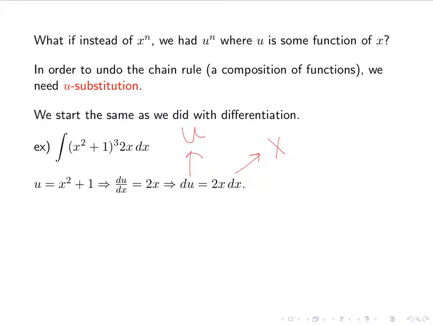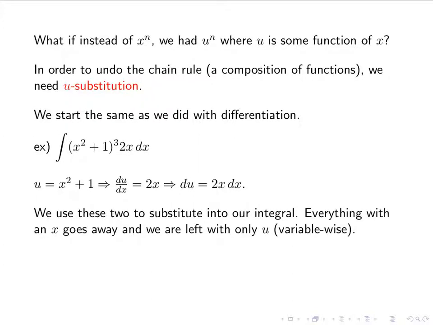Next, I'm going to look at what I have in my integral besides my u to the function. So in this case, I have 2x dx, and that is exactly what I have over here, which is what I want. So I have 2x dx in my integral, I have 2x dx in my equation with my u's, and that is lovely. That's exactly what I need.